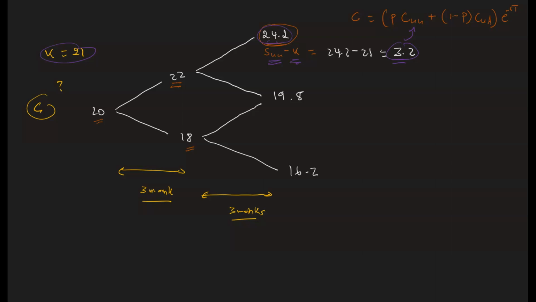What is the call up down at this point? Well, at that point, what we're going to have is the maximum again of stock up down minus K, and stock up down is 19.8, so we're going to do 19.8 minus 21. So that's going to give us a negative value, and remember we take the maximum of 0 or the value here, so that this is going to be equal to 0. So our call up down here is going to be equal to 0.